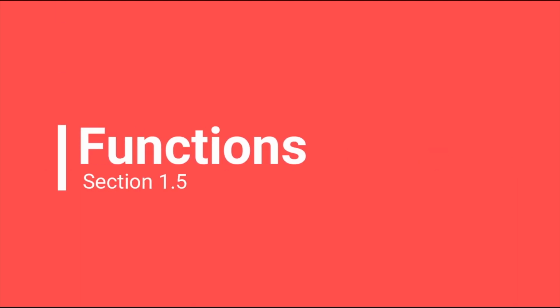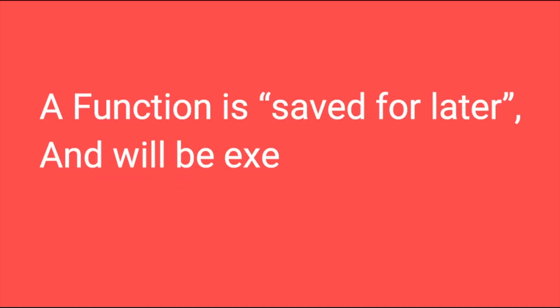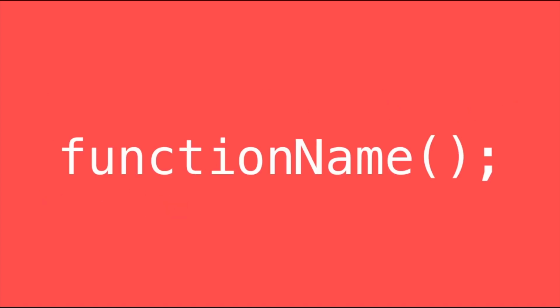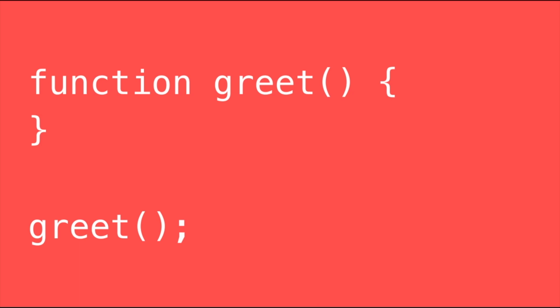Functions. A function is saved for later and will be executed when it is called. You can call a function by writing its name and adding a semicolon. For example, if your function is greet, then you have to write greet and add a semicolon at the end.